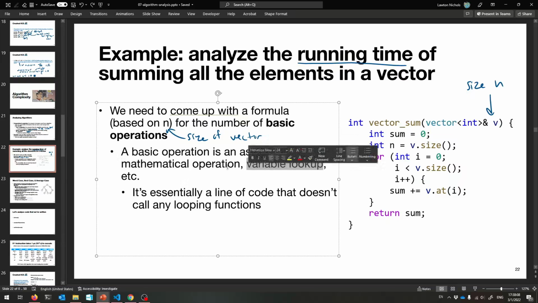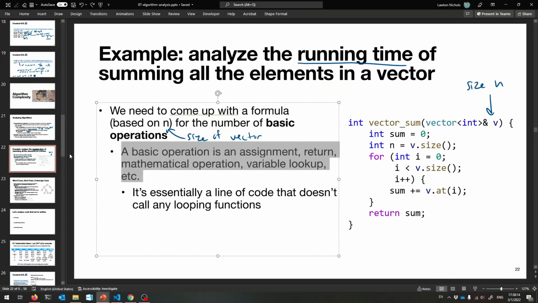Looking up the value of a variable. Let's assume that takes one basic operation to go to memory and look it up. All those things. This is kind of sweeping a lot of stuff under the rug, but it's a good starting point, and it's not really going to matter because constants go away anyways for our definitions of big O, big omega, and big theta. So assume that basic operations are these, and we'll count now.